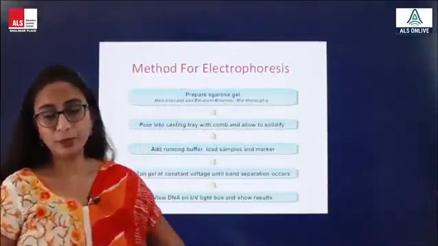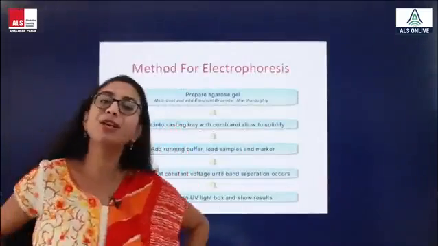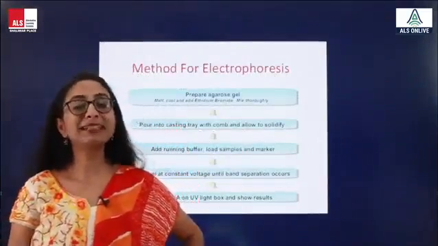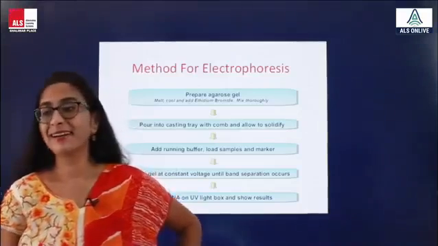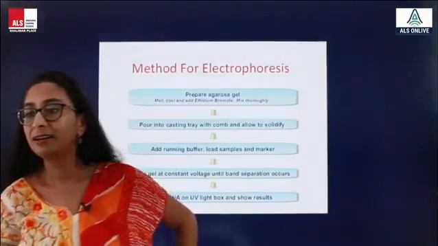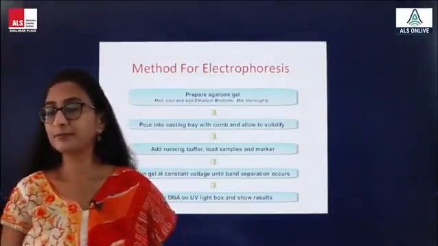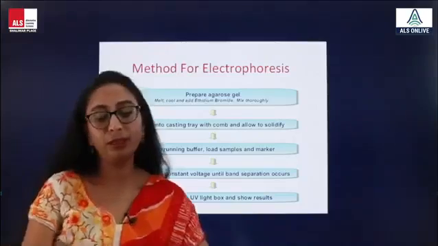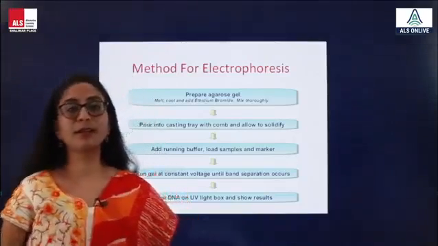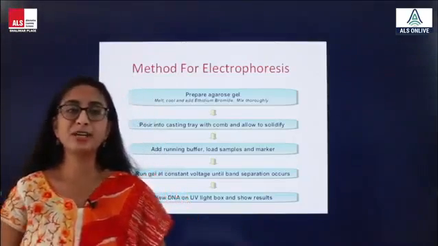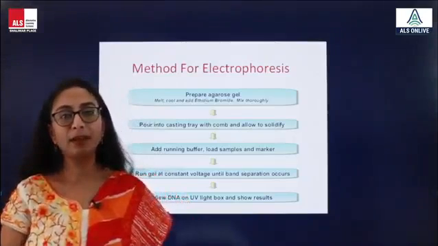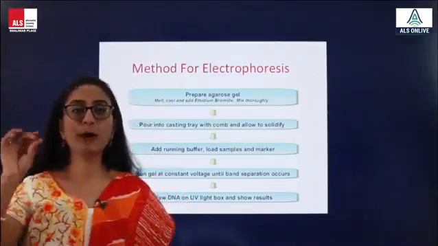So what we do here is we prepare an agarose gel. What is agarose? Where is agarose derived from? Do you know what is agarose? What it is used for? See, agarose is extracted from seaweeds. Okay, and then it will be in a powder form.